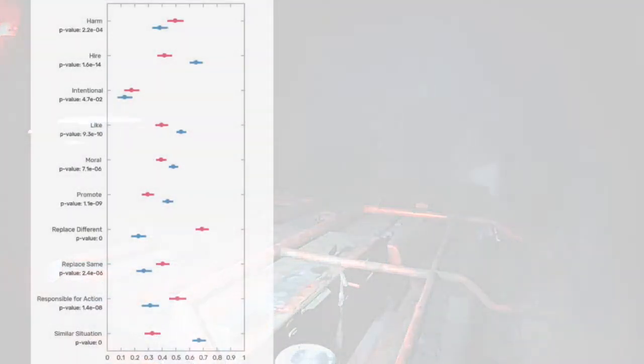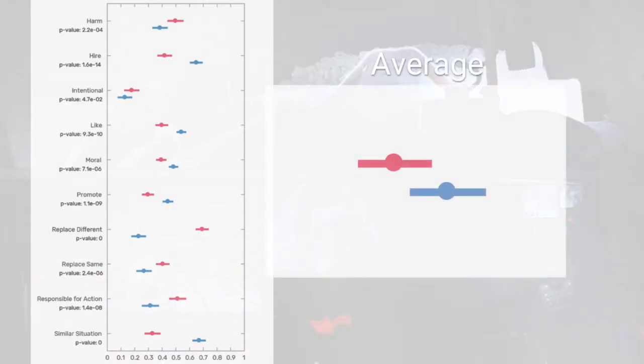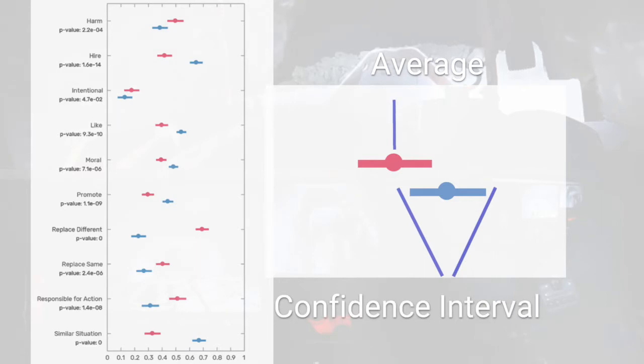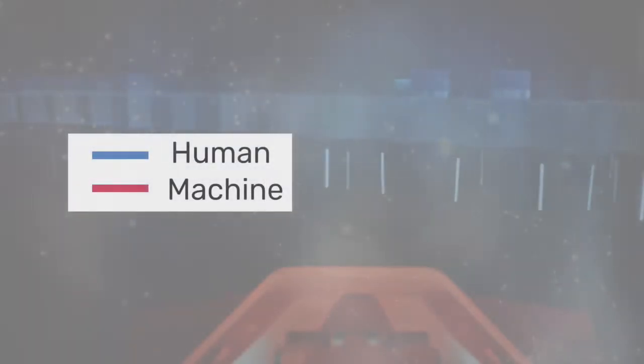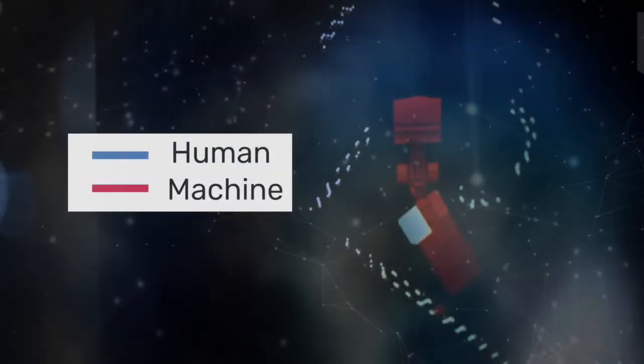Going forward, we will use figures like this one to compare the reactions obtained for each scenario. Dots show average values and error bars 99% confidence intervals. We use red to show data on humans judging machines and blue to show data on humans judging humans.